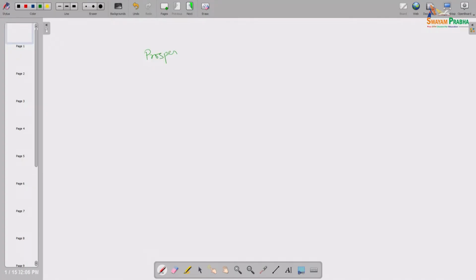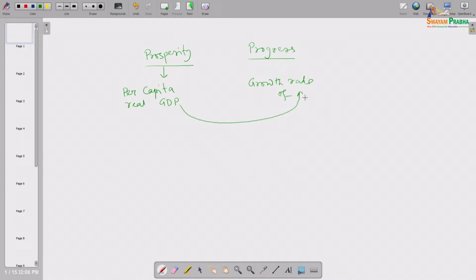So, two terminologies we are telling: one is prosperity and the other is progress. Prosperity means the level of standard of living already attained. And progress is how fast that is increasing over time. And for prosperity, one good indicator, as we are telling, is per capita or per head or per person real GDP. And progress is the growth rate of this, how fast it is growing.